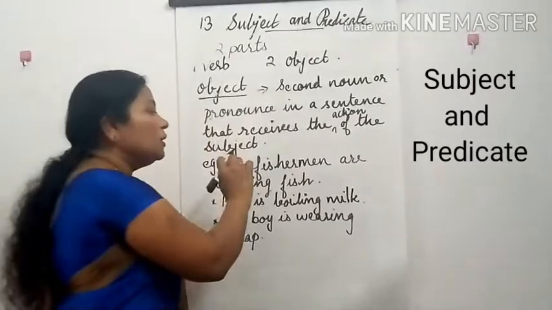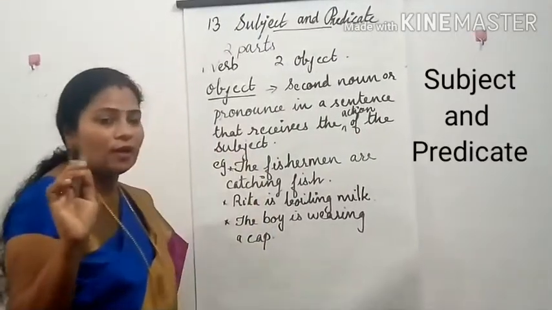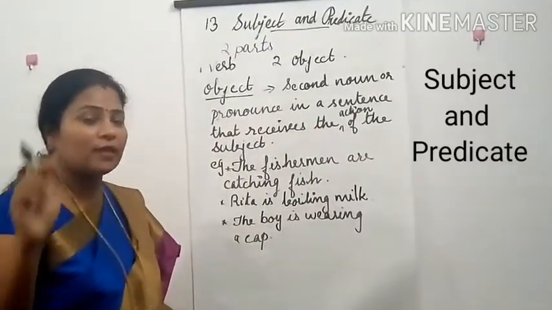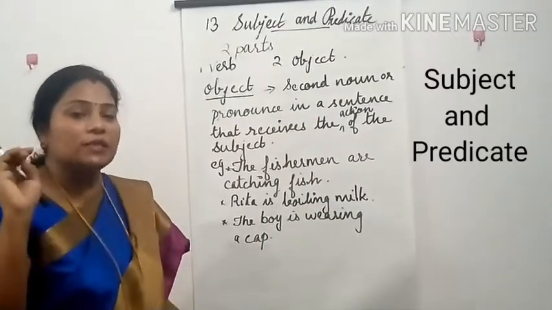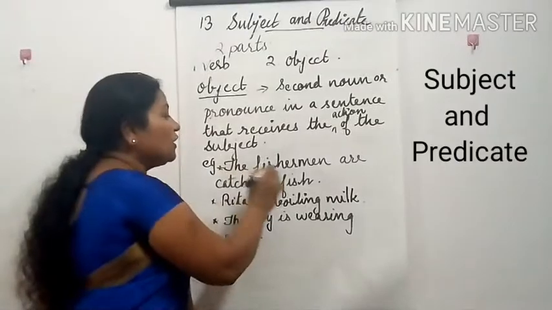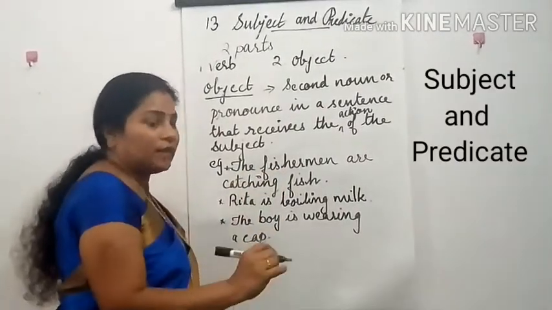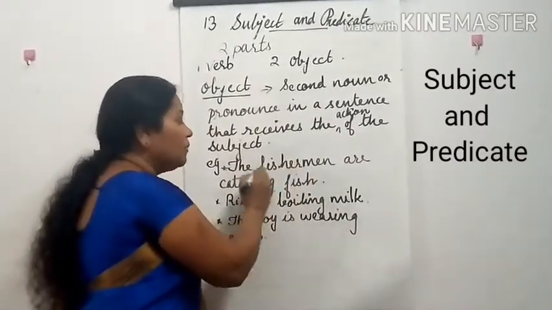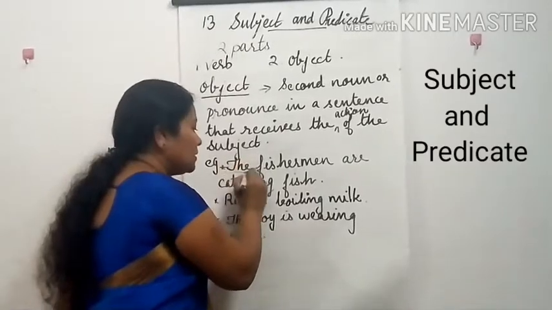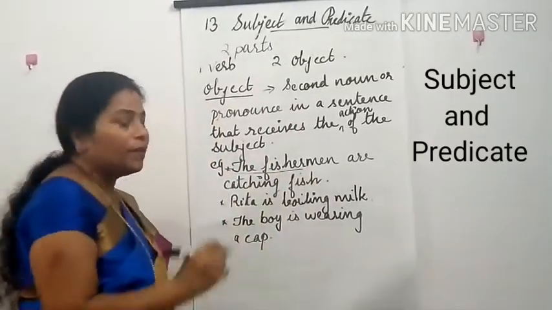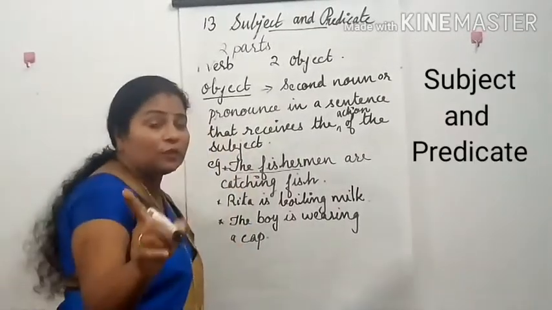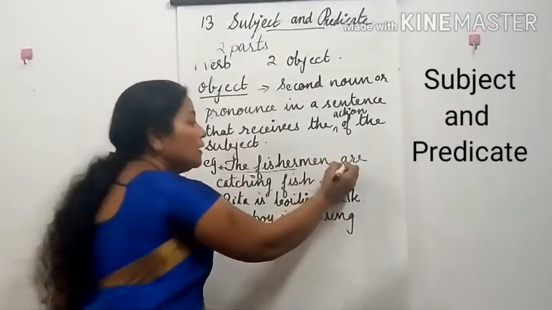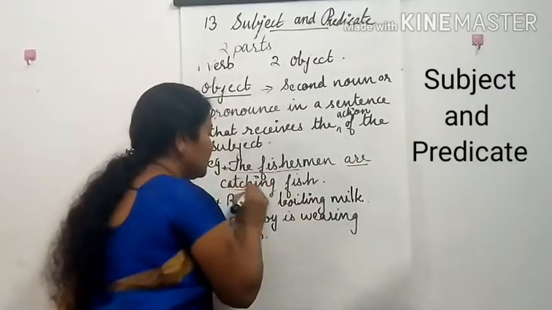Now in all these sentences, we are talking about subject and predicate, and in each sentence we are going to see which is our object. The fishermen are catching fish. In this sentence, the fishermen become the subject, because about whom is this sentence talking? The fishermen. And what are the fishermen doing? They are catching, right? They are catching.